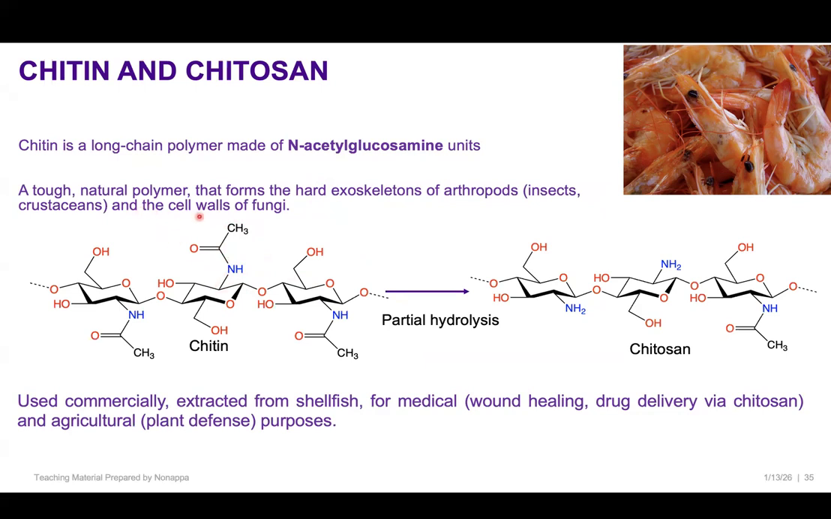It's very tough, it's natural, and it forms a hard exoskeleton in some arthropods, insects, and crustaceans, and the cell walls of fungi. It's used commercially. It is often extracted from shellfish, and its use is mostly for medical, wound healing, drug delivery, and other agriculture purposes, such as plant defense.